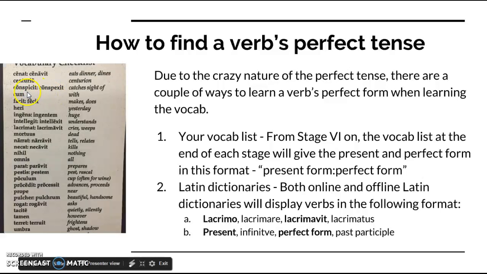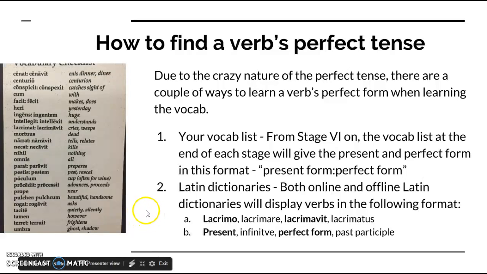On the left side, the first form you'll always see is the present tense. That's what we call its most basic form. And then on the right side of this colon, you'll see conspexit, which is the perfect form. It'll be given to you in this format, the present form and the perfect form. It's important to study and understand both so you're ready for it.